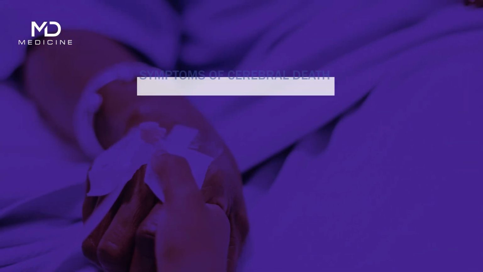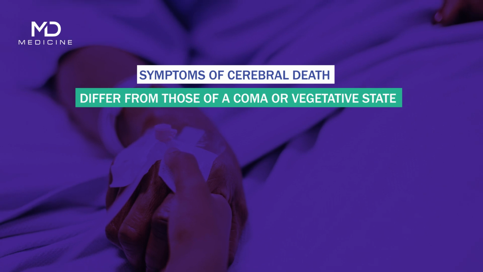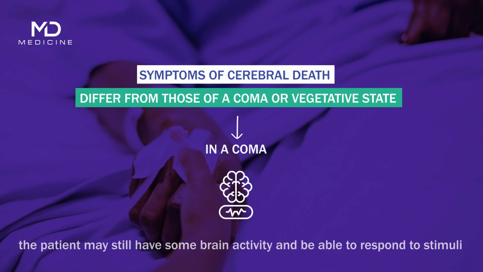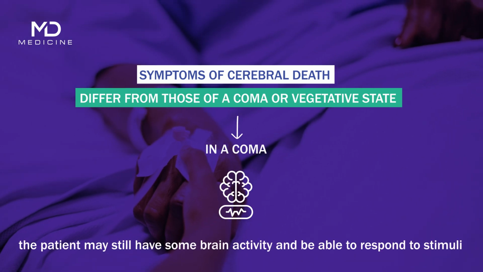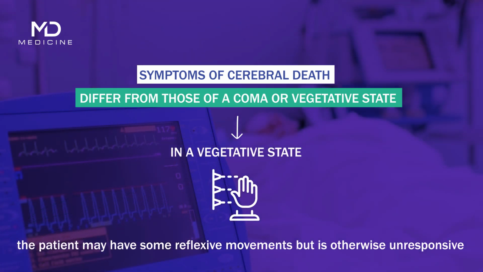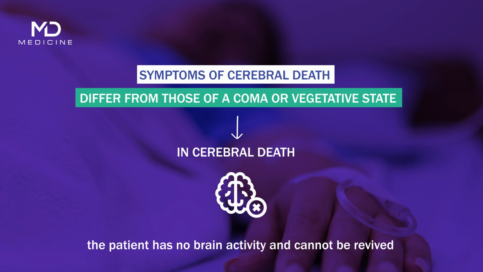The symptoms of cerebral death differ from those of a coma or vegetative state. In a coma, the patient may still have some brain activity and be able to respond to stimuli. In contrast, in a vegetative state, the patient may have some reflexive movements but is otherwise unresponsive. In cerebral death, the patient has no brain activity and cannot be revived.